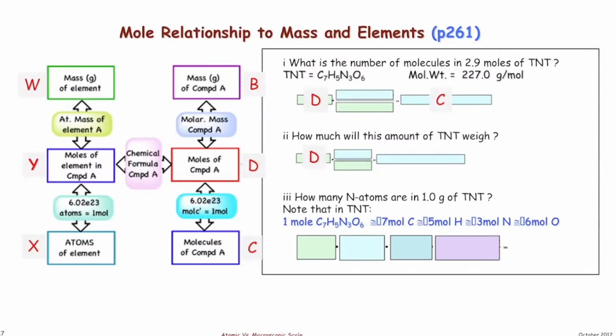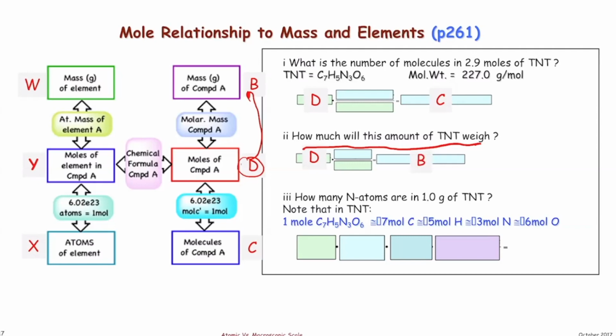Oops. I guess I don't solve it. I do this whole thing. Let's do the second one. I just want to show you the path first, and then we'll solve it. How much will this amount weigh? So we're going to go from D, this amount is going to weigh, to B. So that's the path for the second step, D to B, okay?